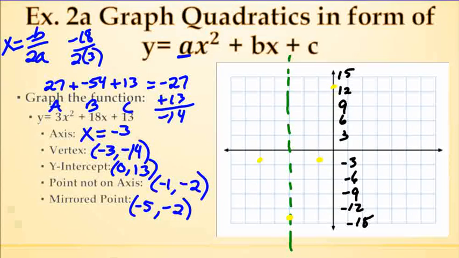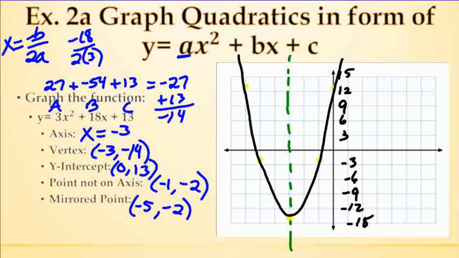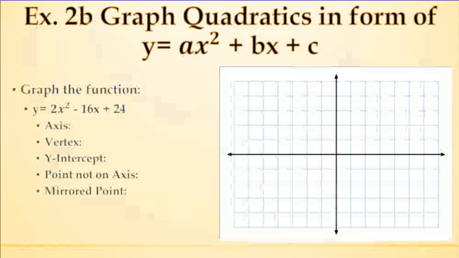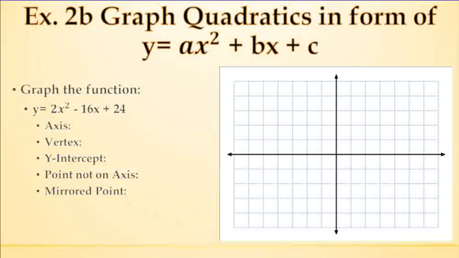Then I'm going to mirror my y-intercept, 1, 2, 3 steps from the axis of symmetry. I go 3 to the left. 1, 2, 3. There's my mirrored point. Now I can draw my parabola. There's my graph. You may do 2b yourself for extra practice.